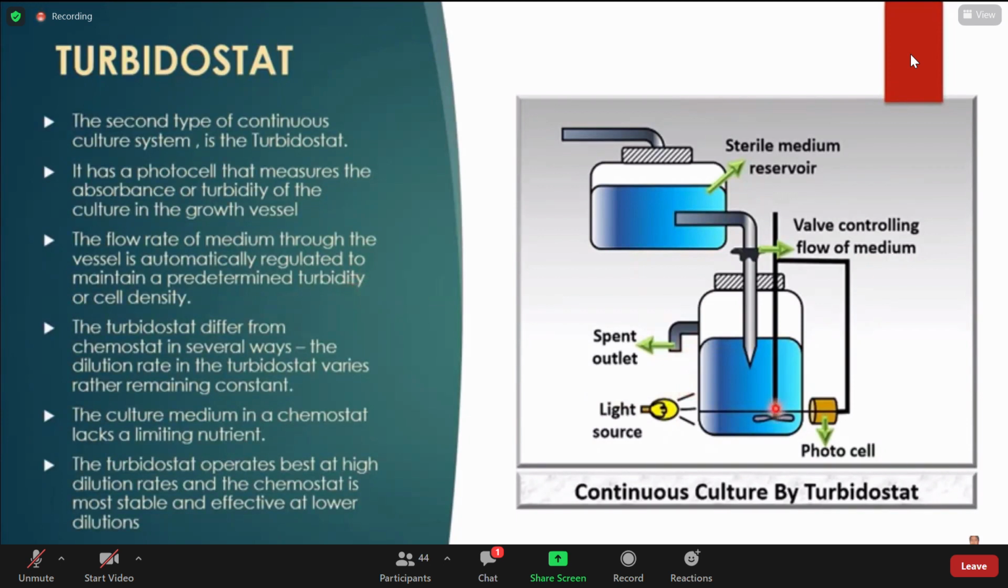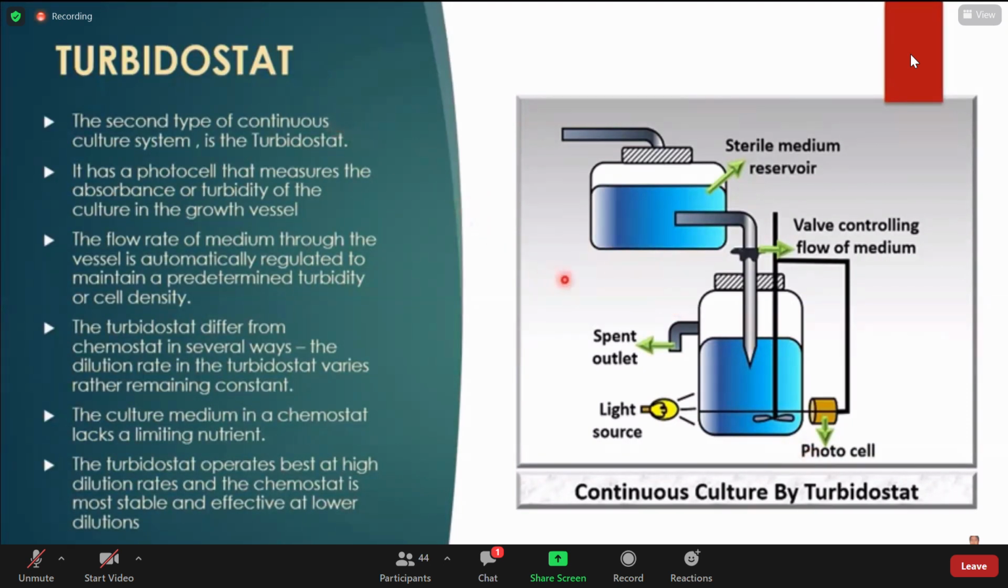Here the flow rate of medium through the vessel is automatically regulated to maintain a predetermined turbidity or cell density. The turbidostat differs from the chemostat in several ways. The dilution rate and the turbidity vary rather than remaining constant, obviously, isn't it? The culture medium in a chemostat has a limiting nutrient, but the turbidostat does not have any limiting nutrient. The turbidostat operates best at a high dilution rate, whereas the chemostat operates at a low dilution rate, which is the reverse of the chemostat, isn't it? So that's how you are going to have this turbidostat.